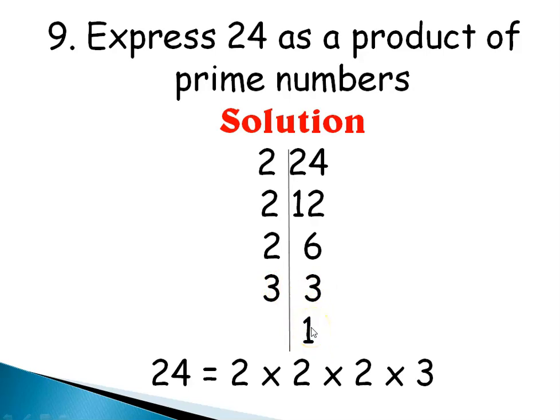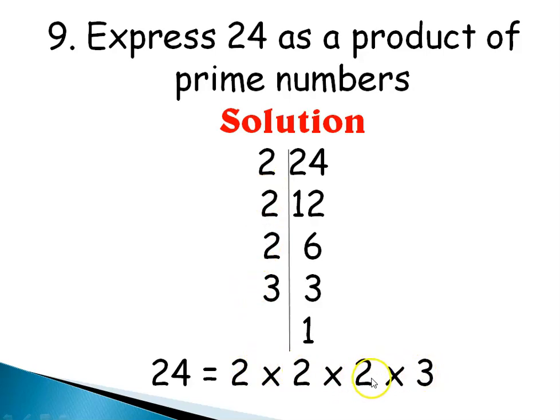Is that okay? Alright, so expressing a number as a product of its prime numbers is just like when you want to do your LCM, the way you keep dividing until you get to 1. That's what we do with products of prime numbers. So after getting that, I'm just going to write out all the factors. That is 2 times 2 times 2 times 3.